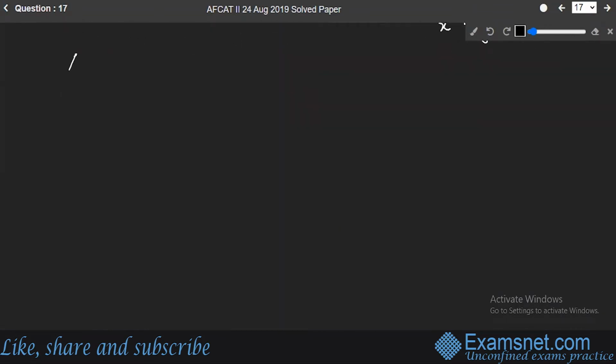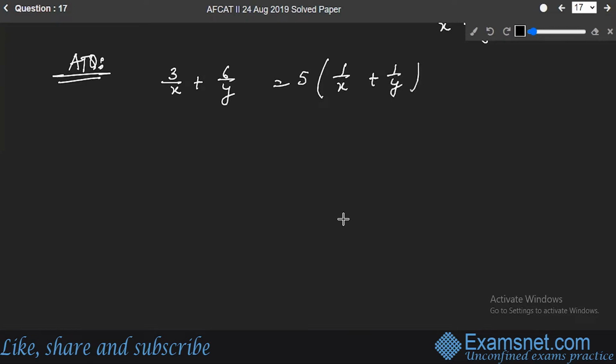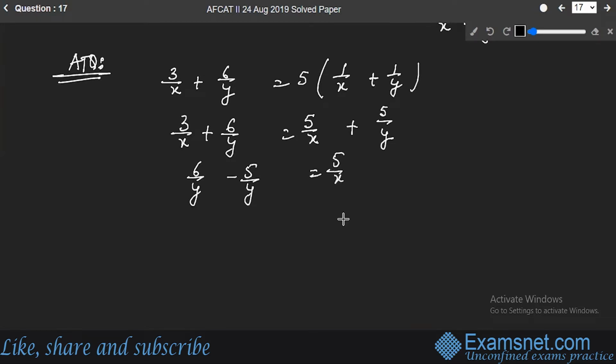So you get, according to question, 3 upon x plus 6 upon y is equal to 5 into (1 upon x plus 1 upon y). Let's open. 3 upon x plus 6 upon y is equal to 5 upon x plus 5 upon y. Let's take 6 upon y minus 5 upon y is equal to 5 upon x minus 3 upon x. So this will be 1 upon y is equal to 2 upon x, right? Or you will have x upon y is equal to 2 upon 1.